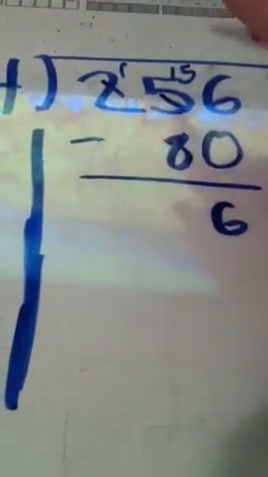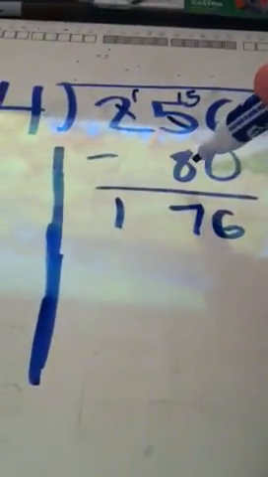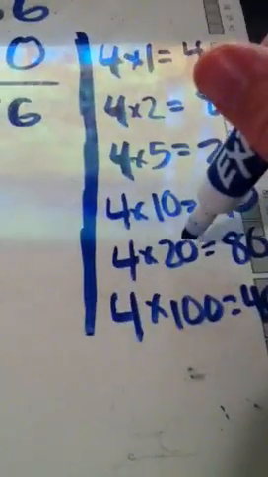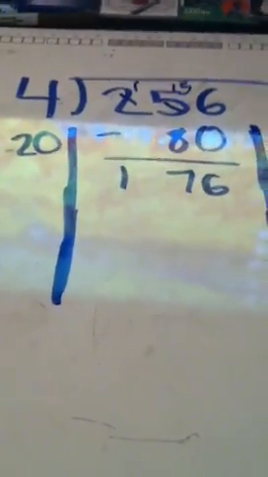I'm going to subtract. So I have a 6. I'm going to borrow here from the 1, and I end up with 176. Now, since I used this 80, my other factor that I used besides the 4 was a 20. So I'm going to write a 20 over here to the left of the problem, and that's going to come back and help us get our answer.